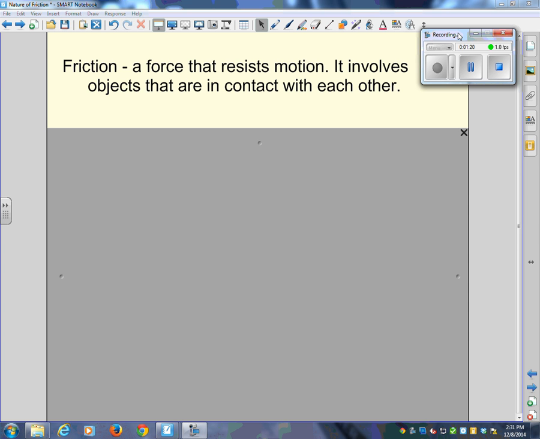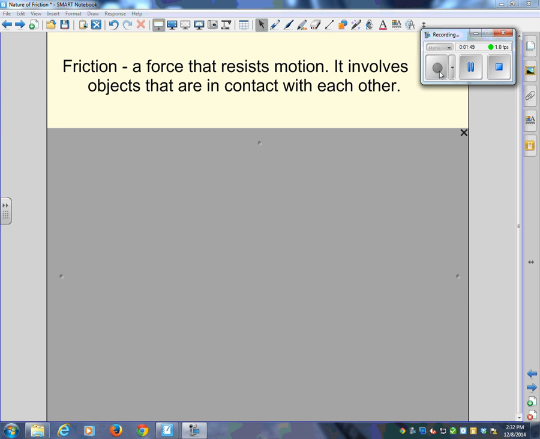So, friction is simply a force that resists motion. What is it? Friction is a force that resists motion. Lucas, I'm going to pause for 30 seconds. You're summarizing. So, when you've got friction, you must have objects that are in contact with each other. There has to be contact.